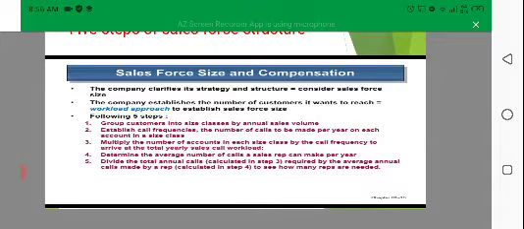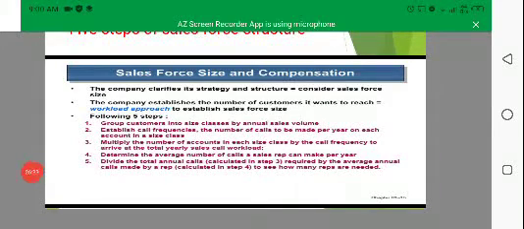books and the researchers, that the company clarify strategy and structure, consider sales force size. Meaning how much territory they will cover, how many customers they will cover. Either they will go to the general consumer, or they will go to the specialized consumer. So whom they will communicate with, according to that they will set their sales force.